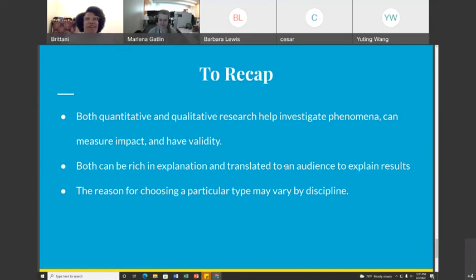And even as you're exploring other people's research for your classes, it also gives you a new lens through which to understand why they chose the methods and theories, and came to the conclusions that they did when all of it combines. So just keep that in mind, and as you develop yours, depending on what you want to prove or disprove or hypothesize, you can pick whichever works for you. They both can be rich in explanation and translated to an audience to explain results.